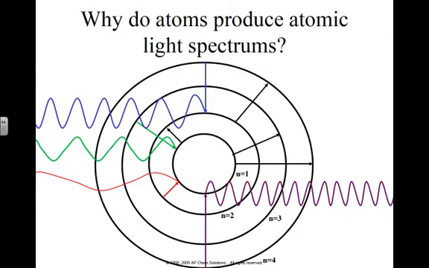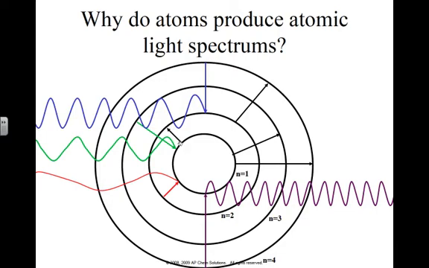Why do atoms produce atomic light spectrums and multiple colors? Well, there are so many choices that can happen here. Like an electron that's in the first energy level jumps from the first energy level to the second energy level.